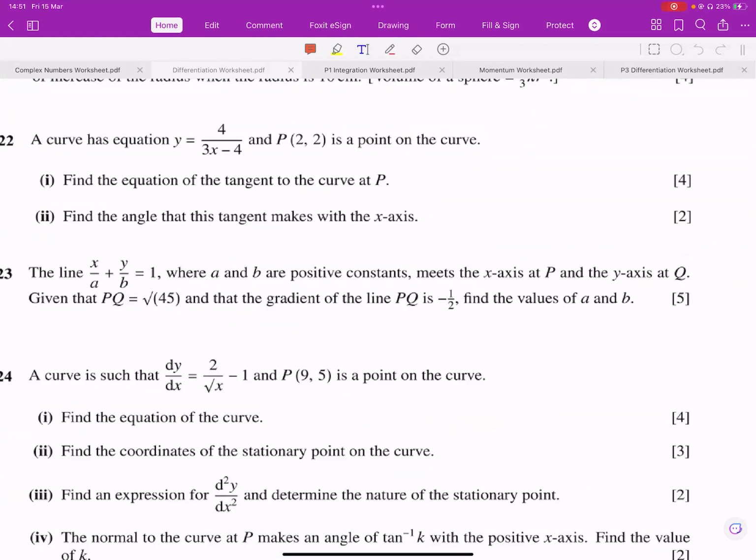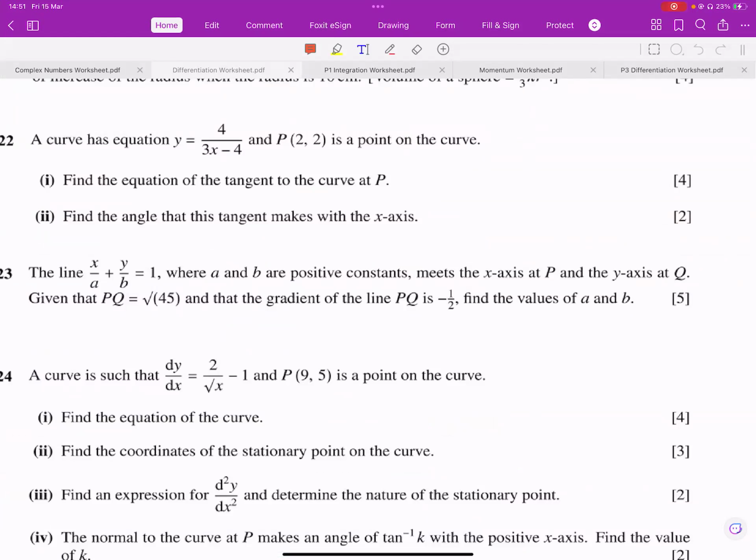You've got to find the equation of a tangent and a normal. Both of them are straight lines. Tangent is a straight line, normal is a straight line. How do you find equations of straight lines? You need two things for that: gradient and a point.